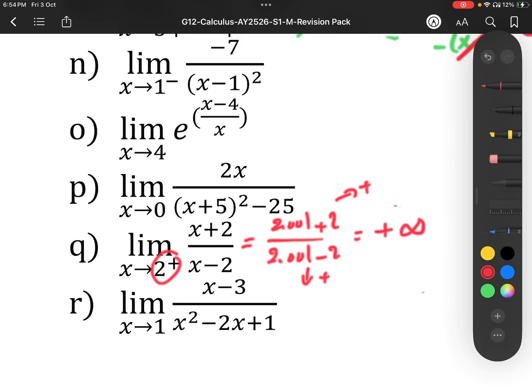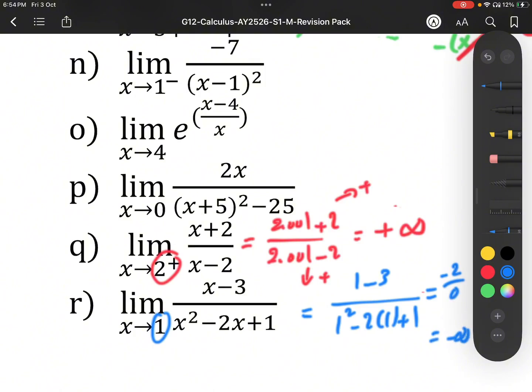The last one. When x goes to 1, so 1 minus 3 divided by 1 squared minus 2 bracket 1 plus 1. Going to be negative 2 over 0. Negative 2 divided by 0 is negative infinity.